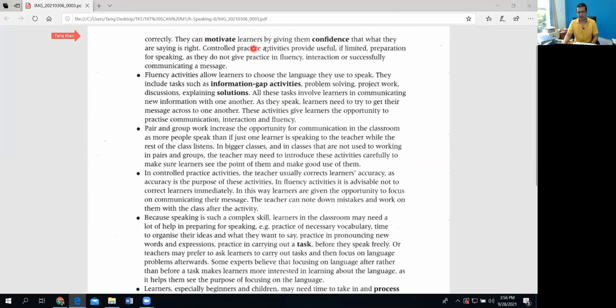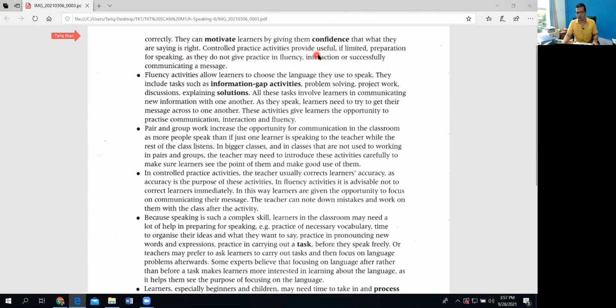They can motivate learners, still talking about the drill. What happens with drill activities, where you memorize certain things by heart and repeat different things? They can motivate learners by giving them confidence. Why? Because they practice a lot. So when they practice more, they become more confident that what they are saying in speaking is right.